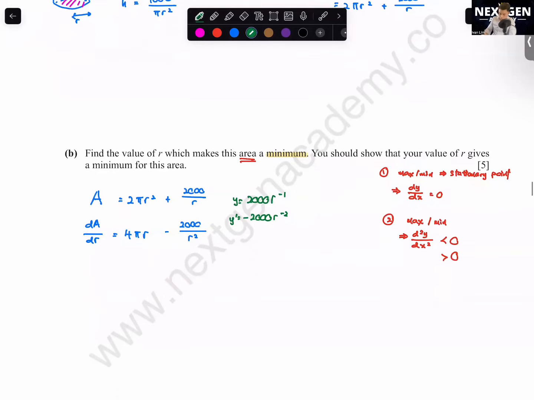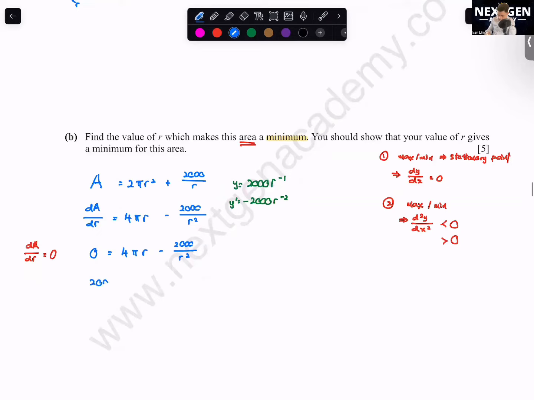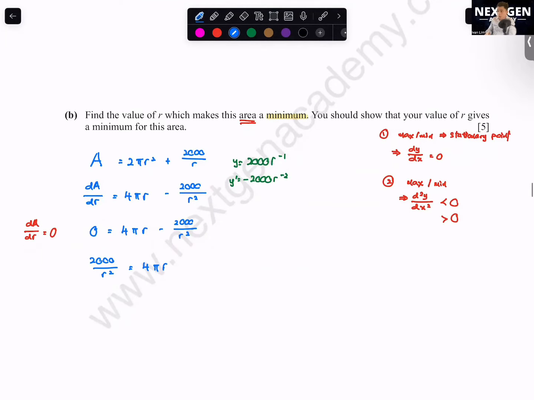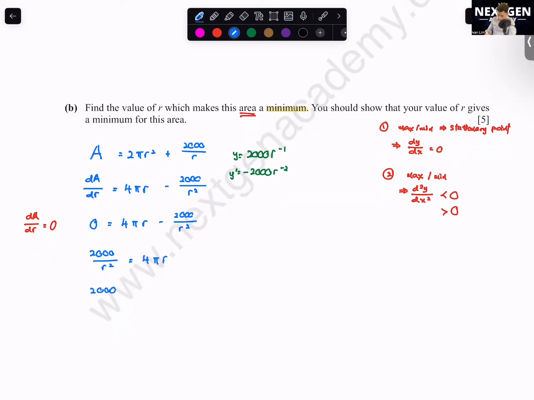Now we're going to substitute dA over dr equals to 0 because this is a minimum value. So here, 0 equals 4 pi r minus 2000 over r squared. Bring the 2000 over r squared to the left-hand side. Then I rearrange it, make r one side, then the rest all on the other side.